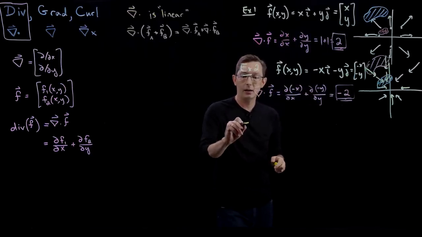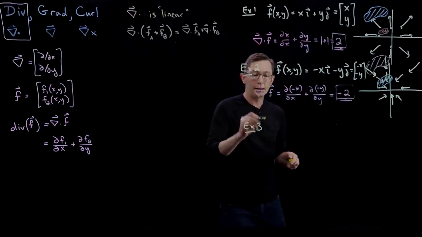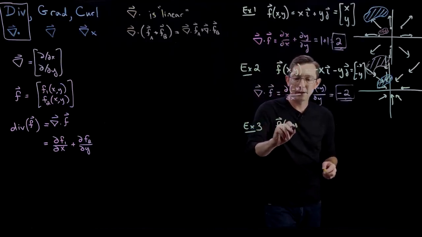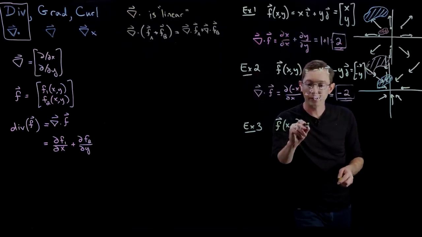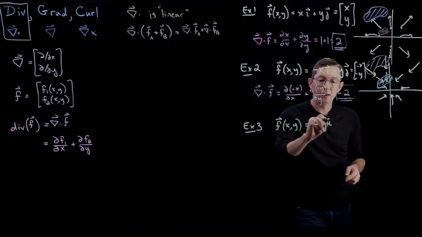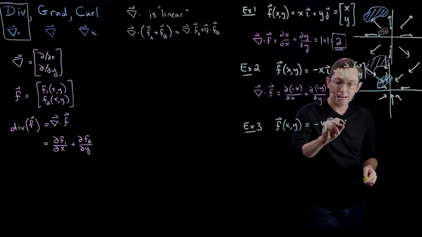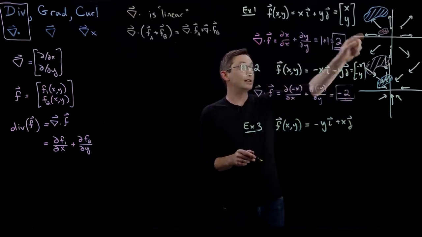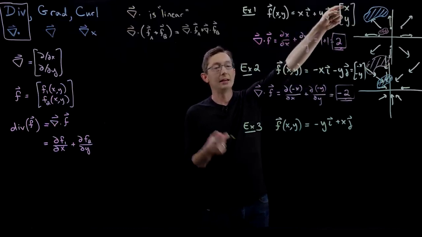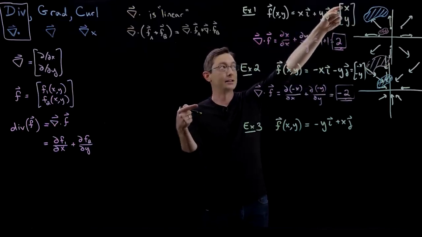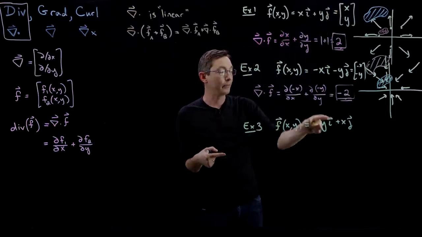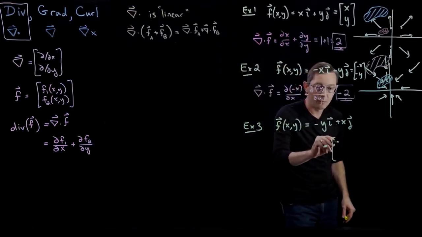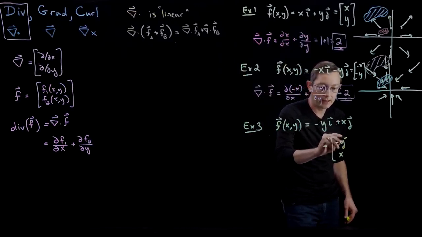Example 3 is a flow with divergence 0. Maybe I'm giving away the punchline. So this vector field, I think it's going to be minus y in the i direction plus x in the j direction. So this one's a little different than these. In these vector fields, the x component was equal to x and the y component was equal to y, but here they're kind of switched. So this equals minus y, x.